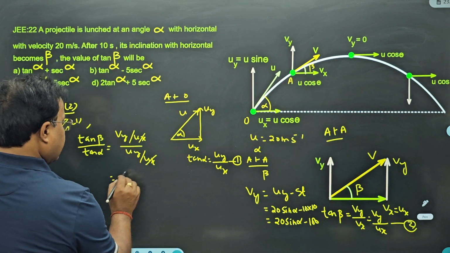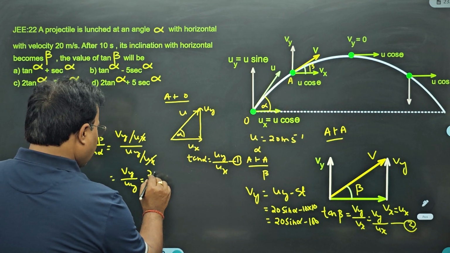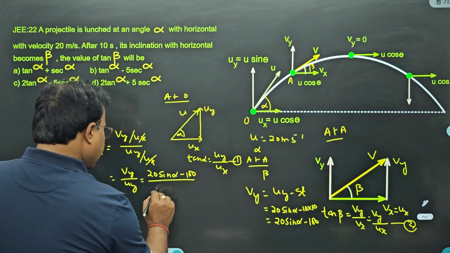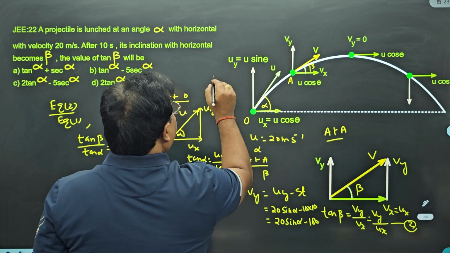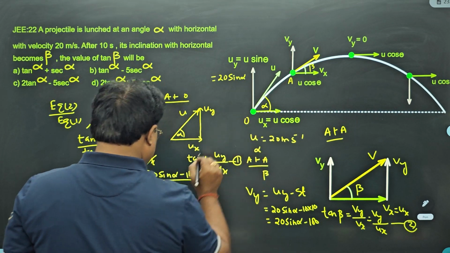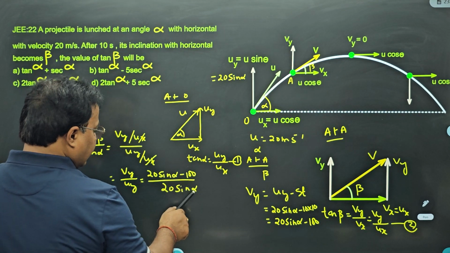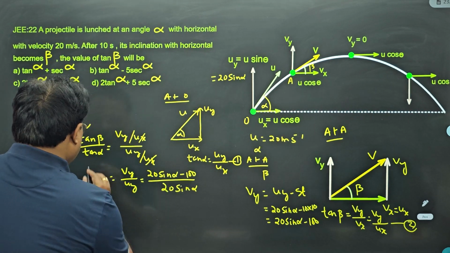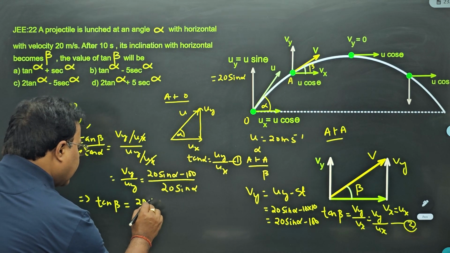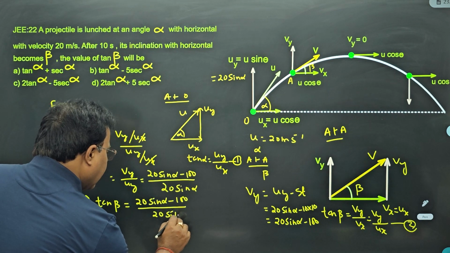So Ux cancels. What is Vy by Uy? Vy is 20 sin alpha minus 100, divided by Uy. What is Uy? Uy is equal to u sin theta, which means 20 sin alpha, where theta is equal to alpha and u is 20. Okay, my dear students, next, what is tan beta? Tan beta is equal to 20 sin alpha minus 100 by 20 sin alpha, into tan alpha.